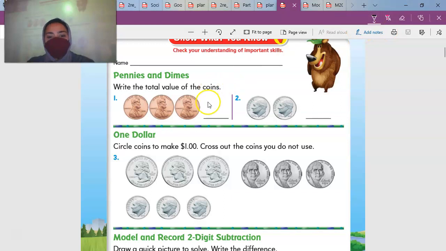3 cents. You have to make sure you wrote the cent sign. If you did not, it is wrong. What is the total value for number 2? 20 cents. Very good. Make sure you write the cent sign or it is incorrect.